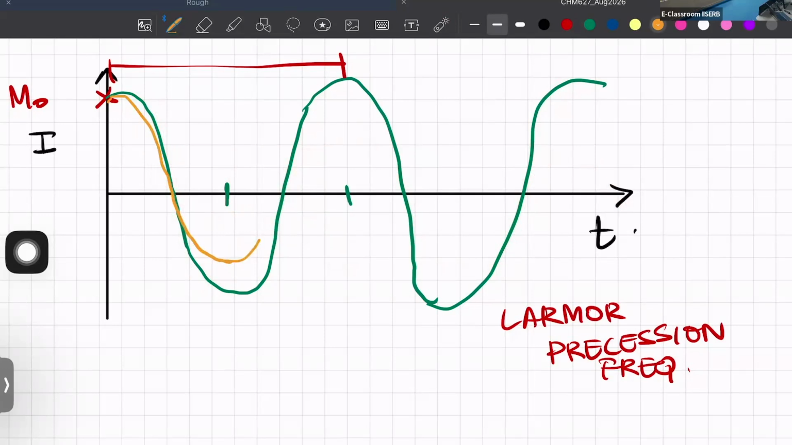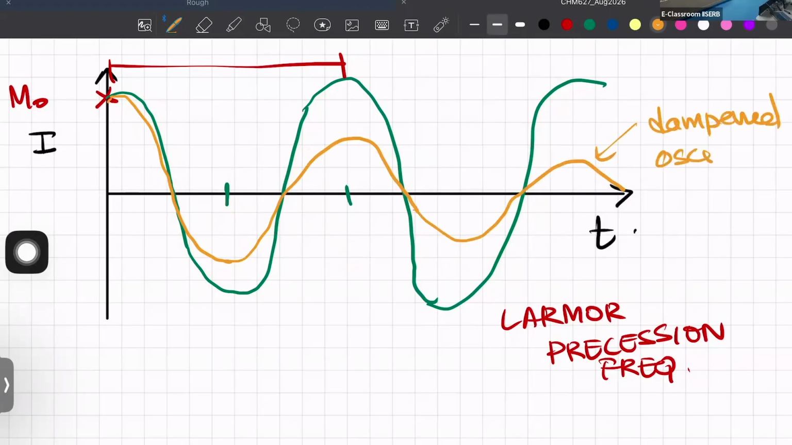Let me try to draw it as properly as I can. So, dampened oscillations. Why do the dampened oscillations happen? Because you created a non-equilibrium state. Any non-equilibrium state tries to go back to equilibrium. What is equilibrium? No magnetization along the transverse plane. And therefore, slowly it will go and then go to nothing.